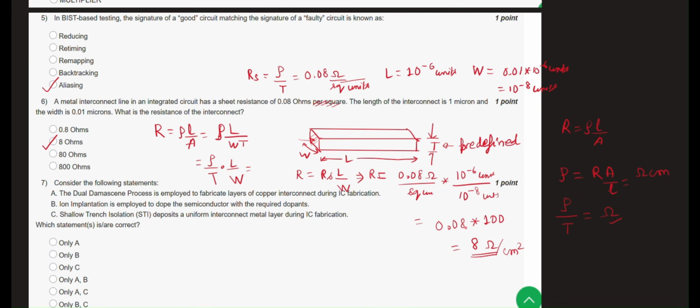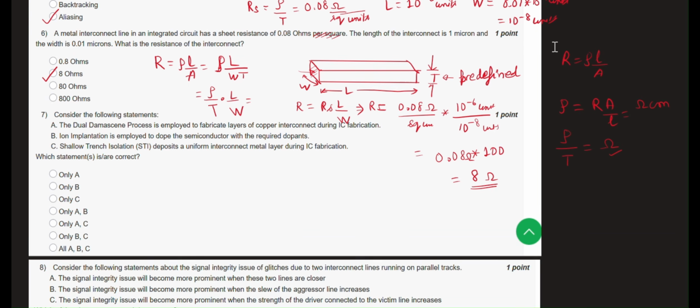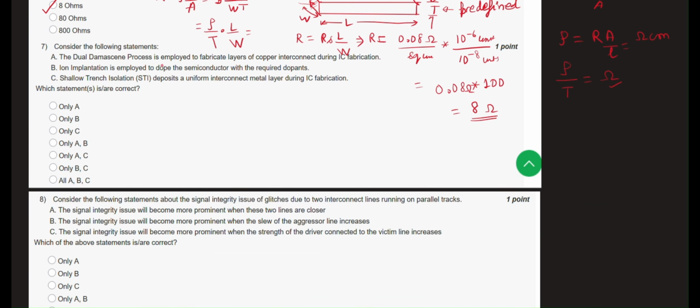So then you will get 0.08 ohm, and this is a unitless quantity, and finally you will get the value as 8 ohm. So this will be the solution here. Let's move on to the next question.